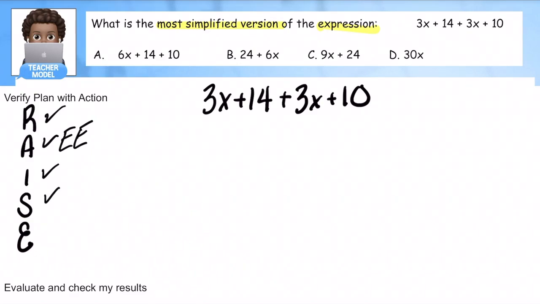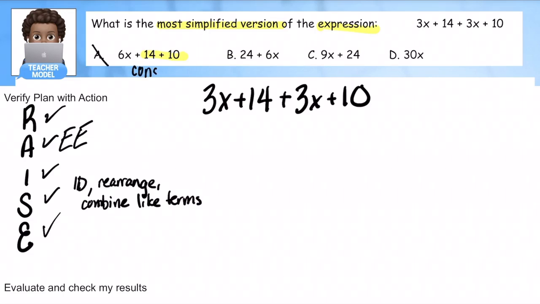So what do we know we're going to do? What are we going to see? Let's identify. Let's rearrange. And then we're going to combine our like terms. And hopefully this will help us to eliminate some answers. Well, actually, I'm pretty sure just taking a look and scanning, we can probably do some eliminating. Like I'm looking at A, and I'm noticing that they did not combine all of their constant terms. So I can eliminate A. Our constants are not combined.